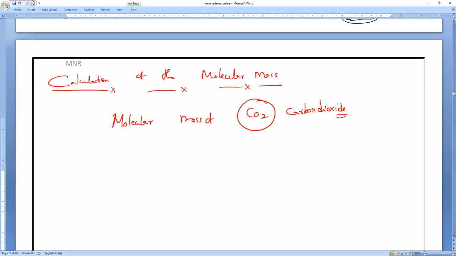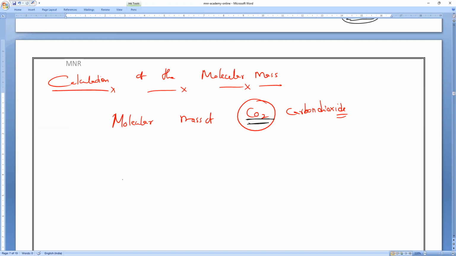Carbon dioxide formula? CO2. What is the molecular mass of carbon dioxide? We have to calculate it. What is the formula of carbon dioxide, everybody? CO2. Okay, so let us see how to find it.